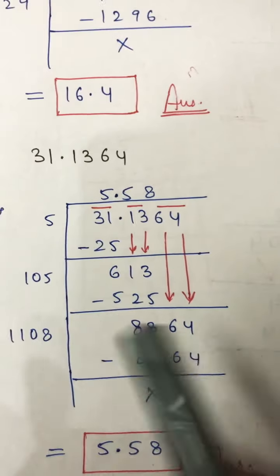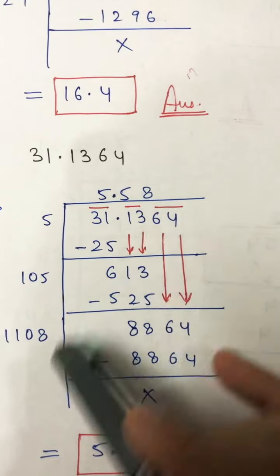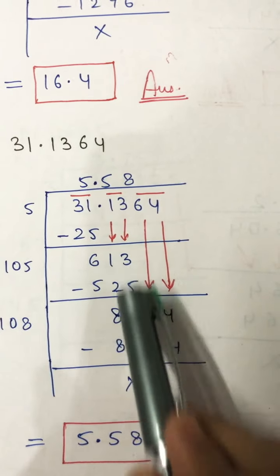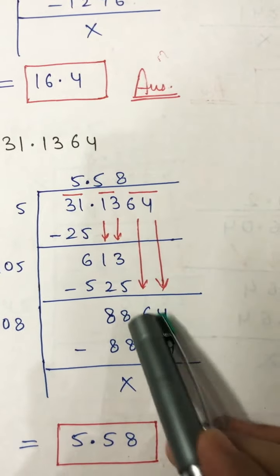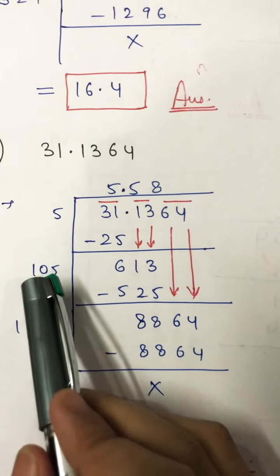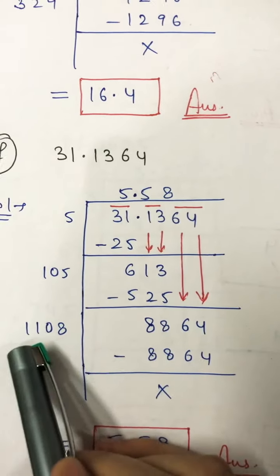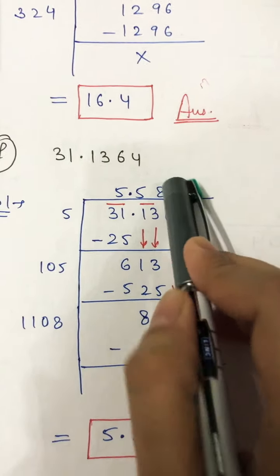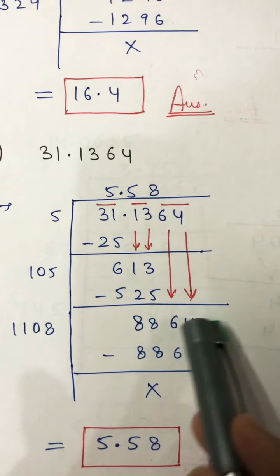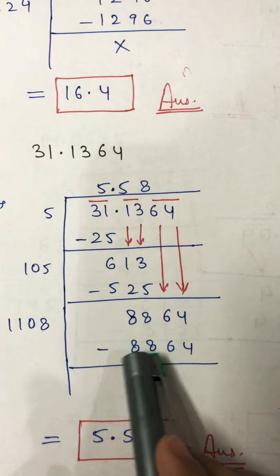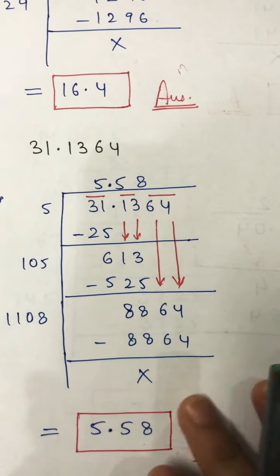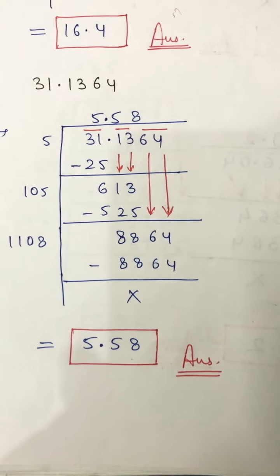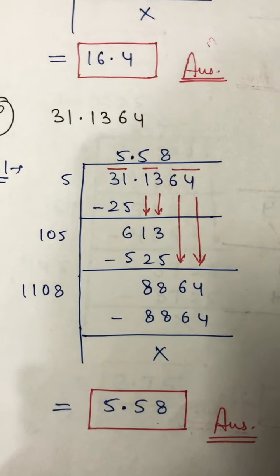Now side by side you have to check which table it will go on, which digit I should place here. Now subtract it, the answer will be 88. Take out these two digits together. Now 105 plus 5 is 110. So for 110, I will write 8 here, so that after multiplication this number completely goes into this number. It is equal to 8864. So you can cancel it. The answer is equal to 5.58. This is your answer. Got it? So this is your first question, complete first question.